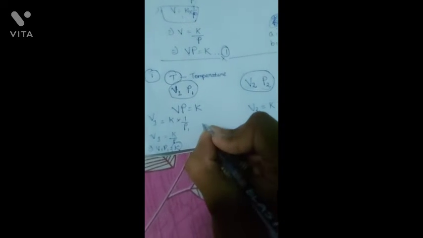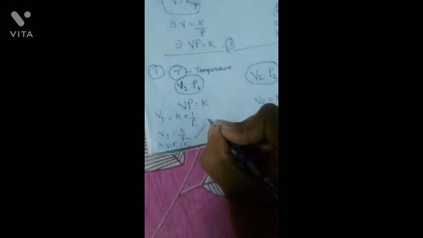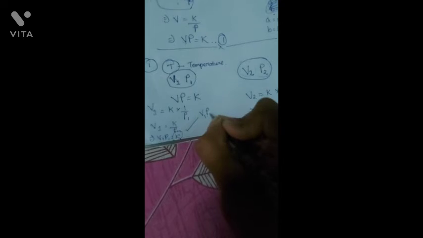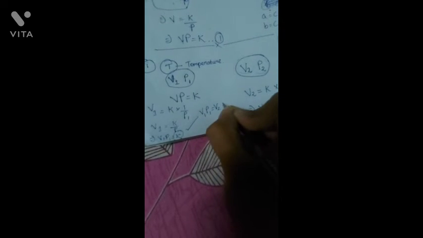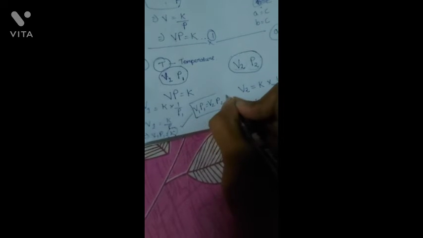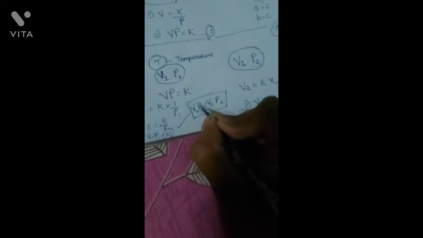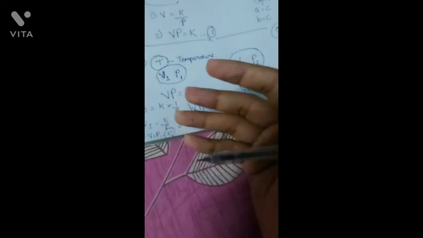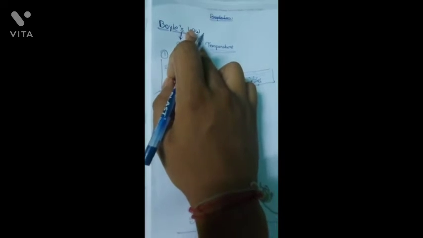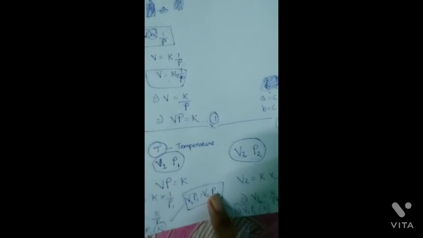In a similar way, from here we can write V1 P1 is equal to V2 P2. This is the equation through which you can find the required volume or pressure in various numericals regarding Boyle's law. And remember, this is at constant temperature. So this is the proof of this equation.